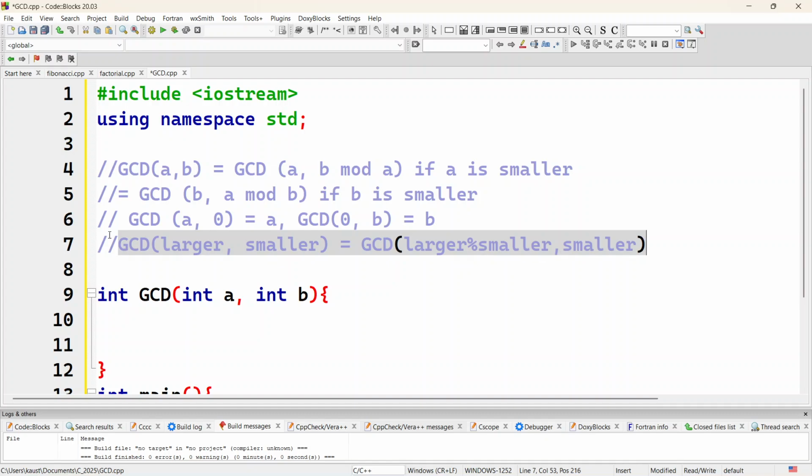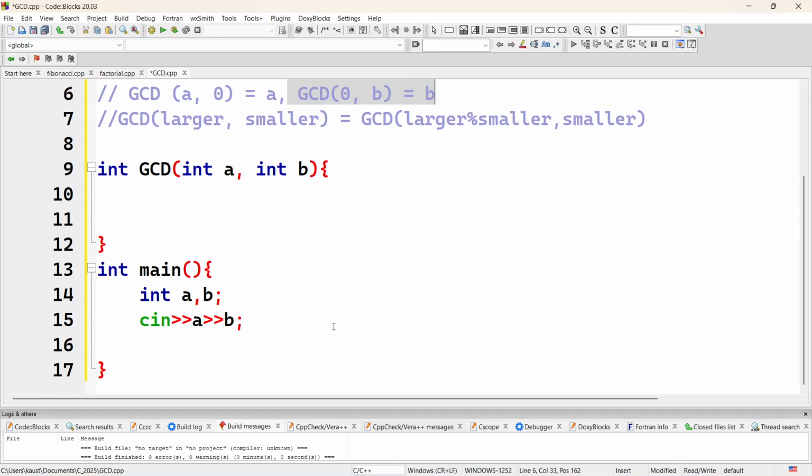So we need a base case. The base case is GCD of A comma 0 is A, or GCD of 0 comma B is B, depending on which number becomes 0 first. Basically, GCD of 0 and any number will be that number itself.